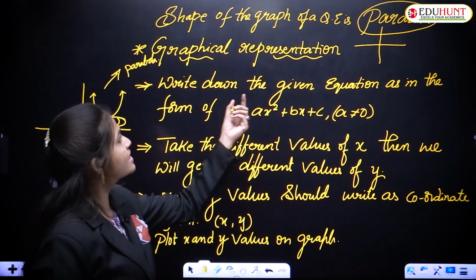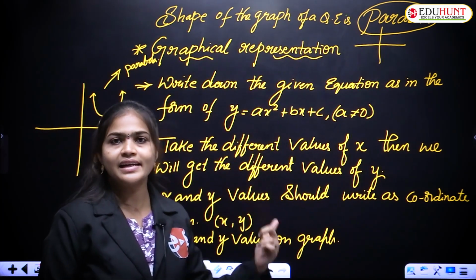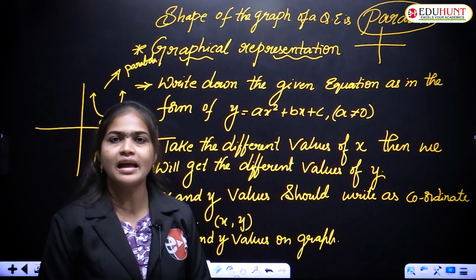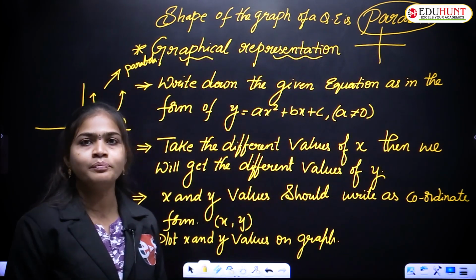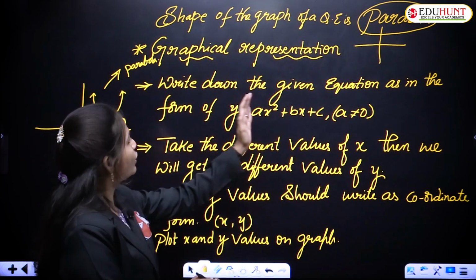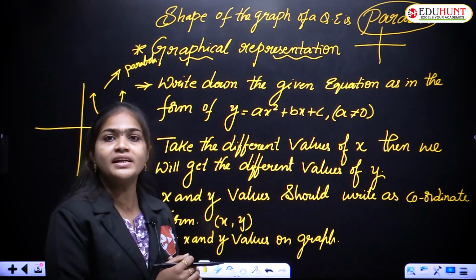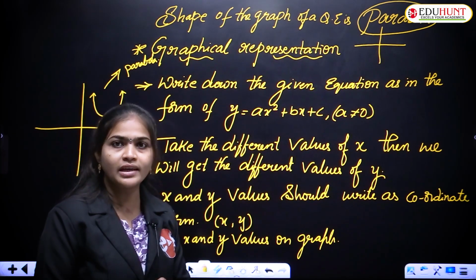So what is the shape of that graph? That is a parabola. So this is related to graphical representation. Am I clear to you? Children, some of you may have a doubt: ma'am, here y is equal to x square plus bx plus c, always the quadratic equation is in terms of x only.